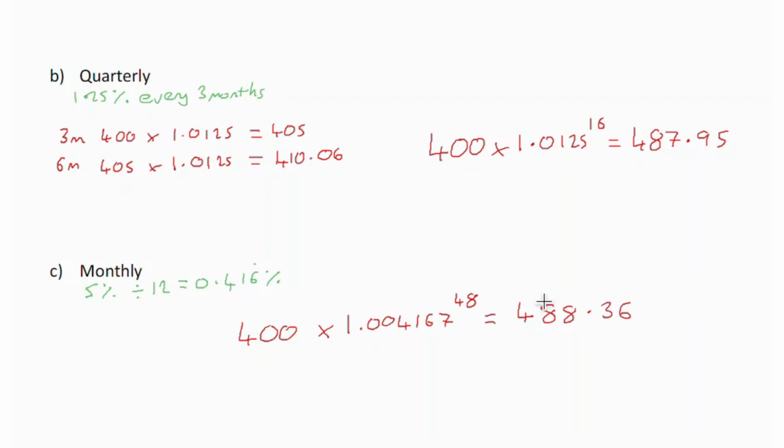So we can compound more regularly than annually by splitting the annual percentage rate into however many payments we're going to be paid, and then taking it to the power of how many payments there would be across the full time. So that is the number of payments per year multiplied by the number of years.